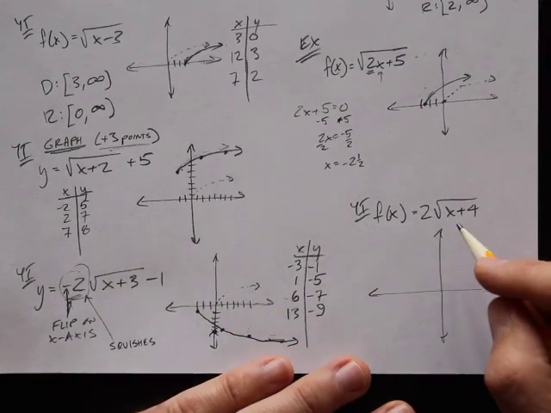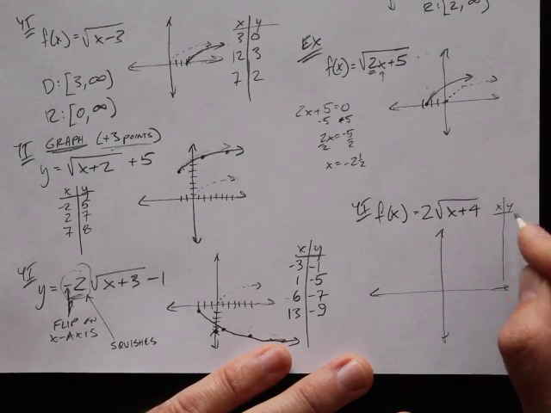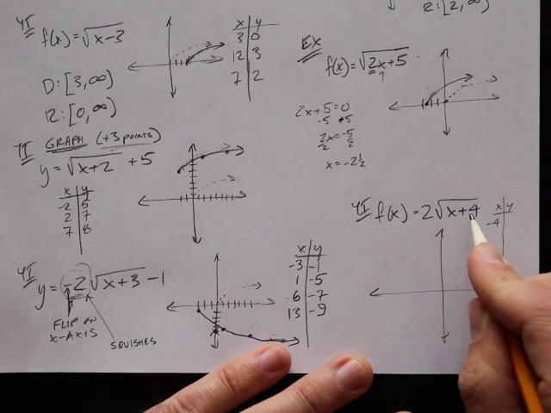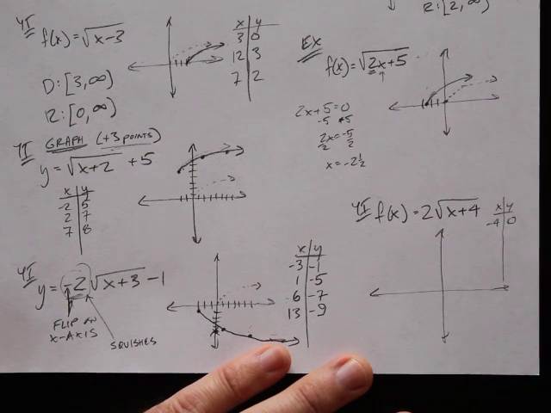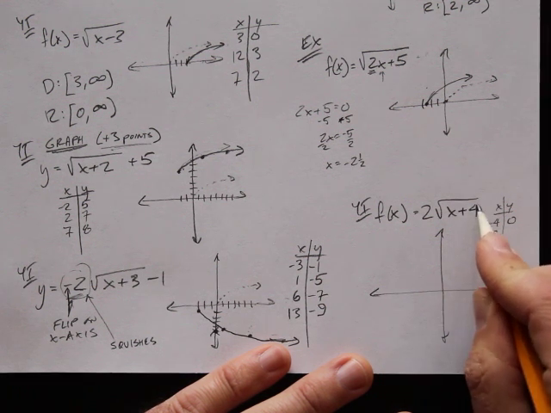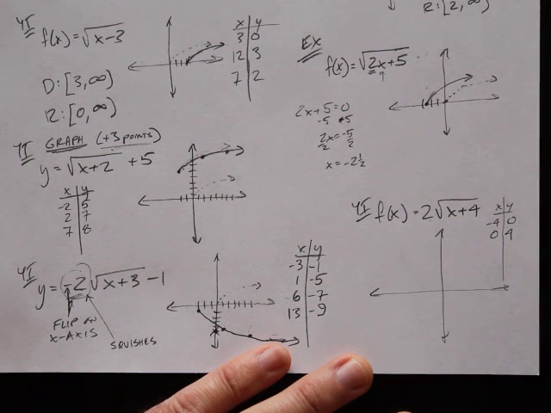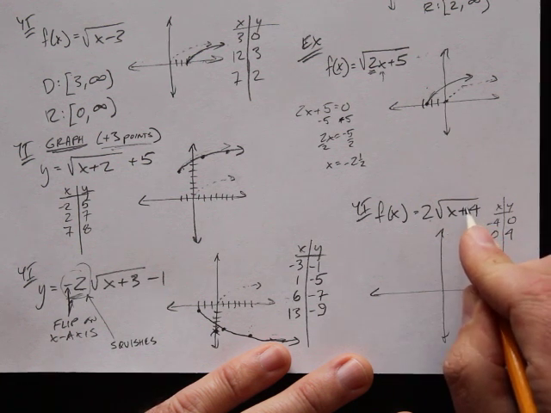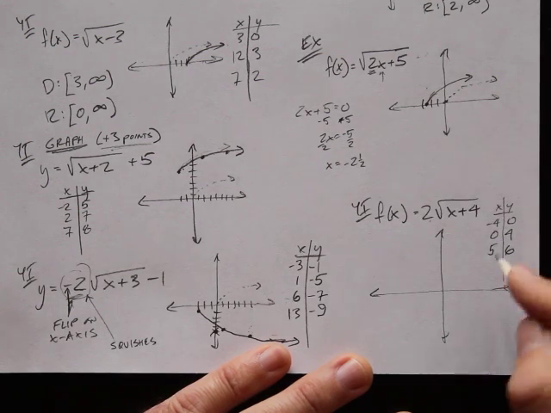All right, let's see how you did. Okay. Let's just do a t-table. So if I plug in -4 for x, I get 0 in here. Square root of 0 is 0, times 2 is 0. If I plug in 0 for x, then I get +4 in here. Square root of 4 is 2, times 2 is 4. Let's plug in 5 and get 9. So square root of 9 is 3, times 2 is 6. I think that's probably enough.